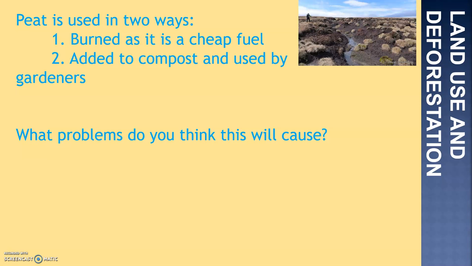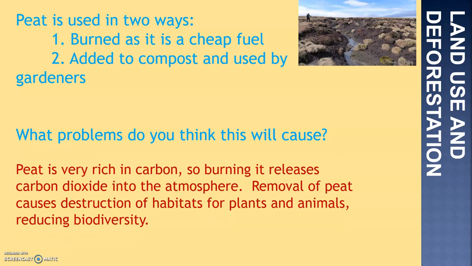Okay, now what do you think this will cause? By burning the peat and also using it as compost. Now, it's very important that we remember that we said peat is very rich in carbon. So burning releases carbon dioxide into the atmosphere. And we've learned about global warming and the problem of having carbon dioxide.